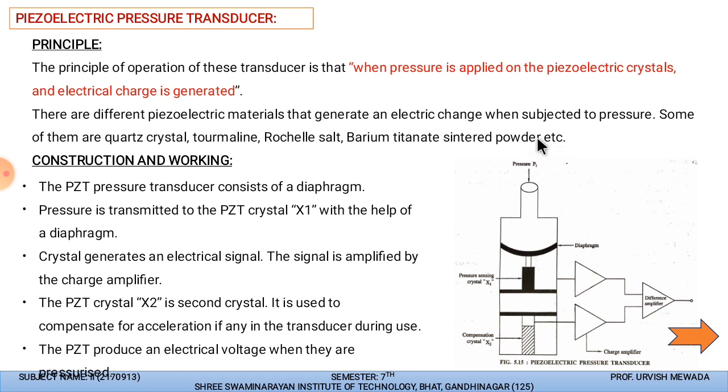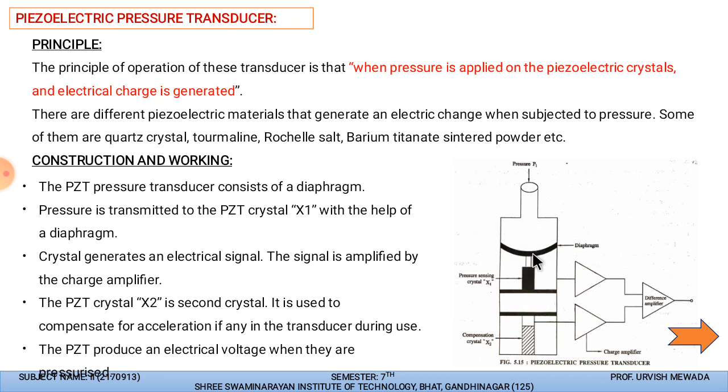The piezoelectric pressure transducer consists of a diaphragm. The diaphragm has a property that whenever we give the pressure as an inlet, according to the pressure applied, the diaphragm will get compressed. From the top side the pressure acts on the diaphragm, so the shape of the diaphragm changes like this, and it transmits the pressure to the piezoelectric transducer through the crystal X1. So the pressure is created as we give the unknown pressure at this input point. The diaphragm changes shape like this, and this produces pressure on the piezoelectric crystal.